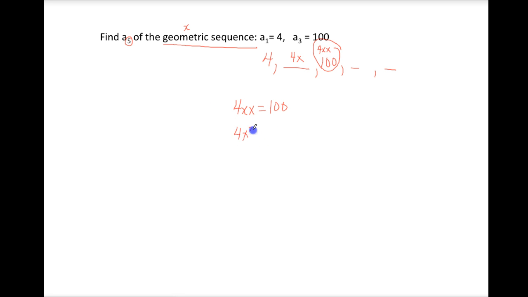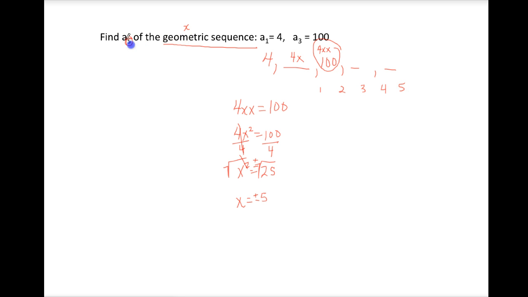x times x means x squared. We would then divide both sides by 4 to isolate the x. And now all we have left is this squared that we need to take care of, and the opposite of squaring is square root. So we take the square root of both sides and we remember our plus or minus. The square root of 25 is 5. So we know that our number that we're multiplying by each time, we call it the common ratio, is either 5 or negative 5.